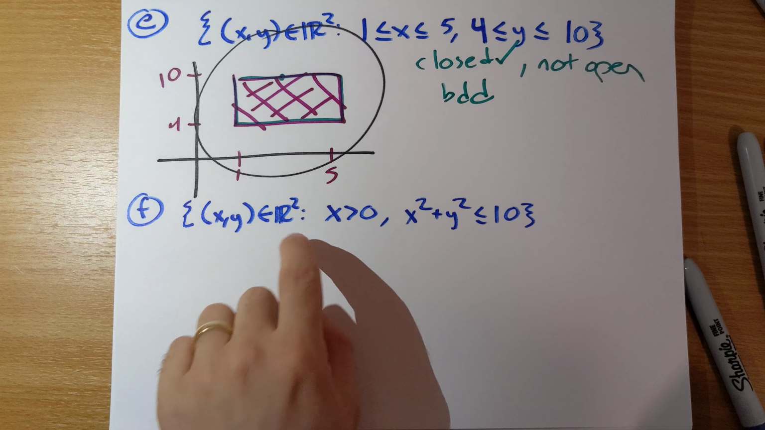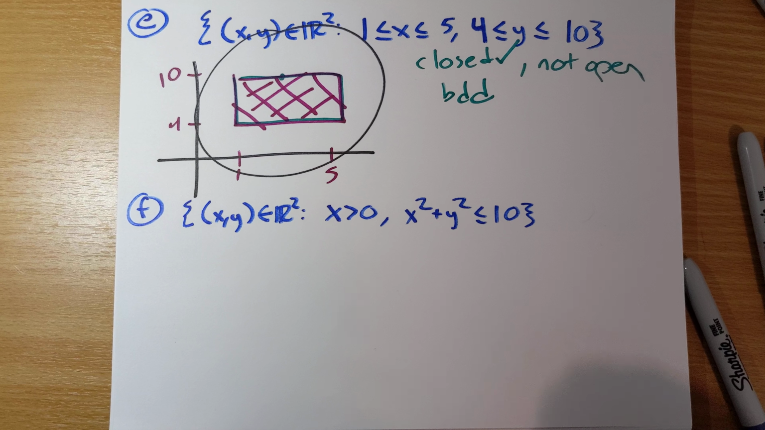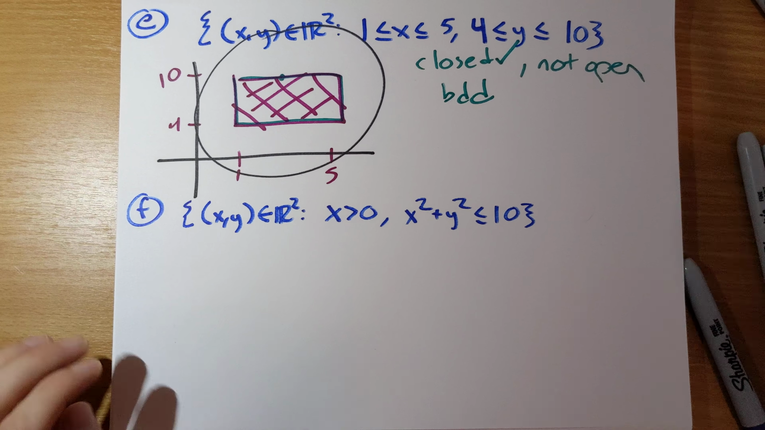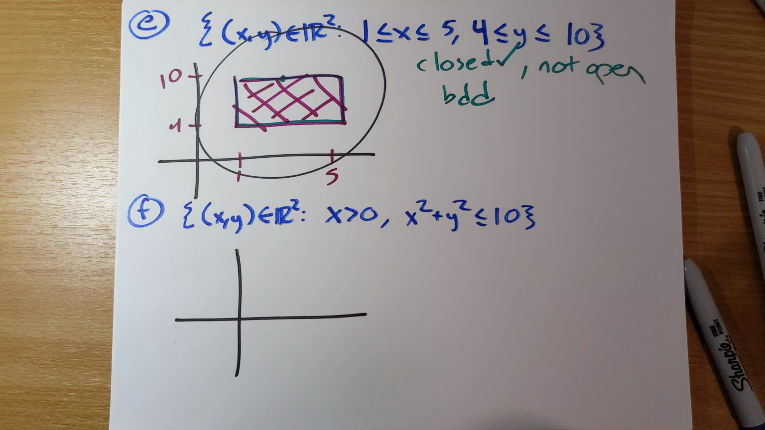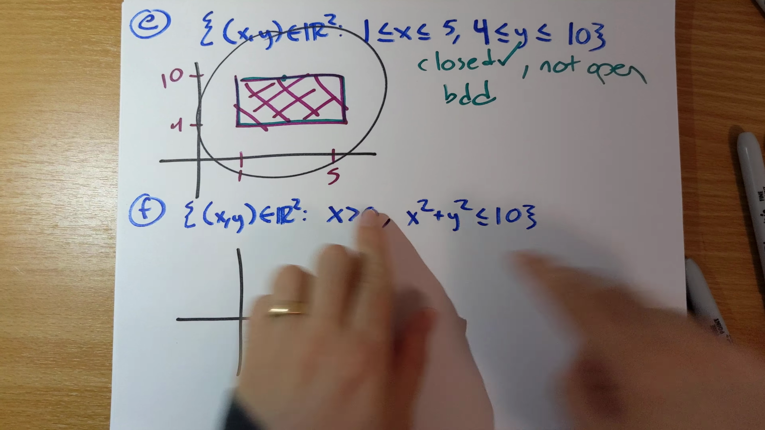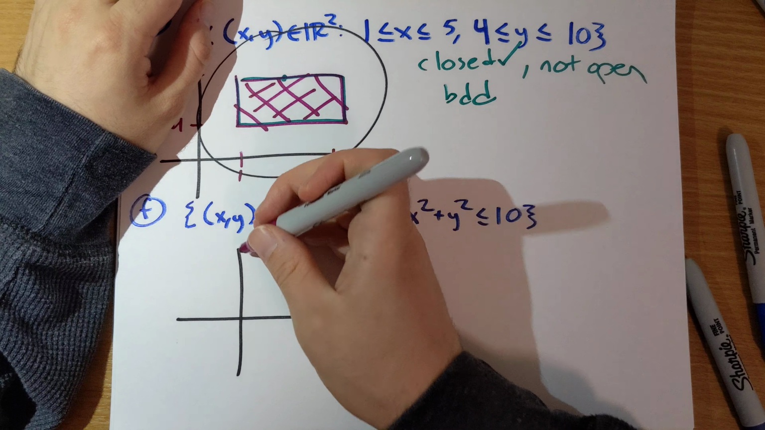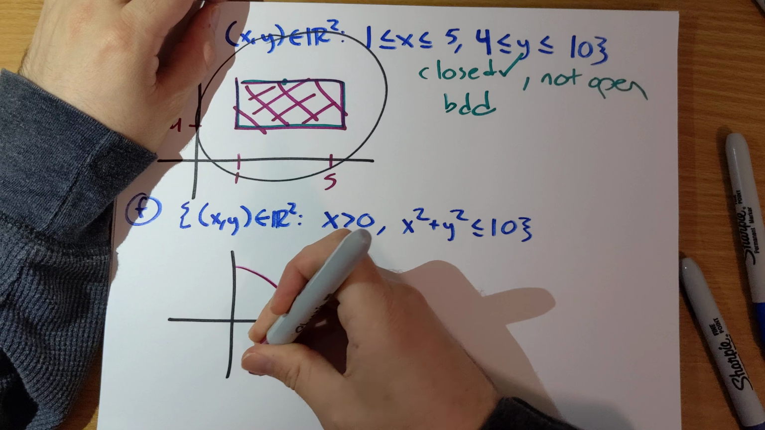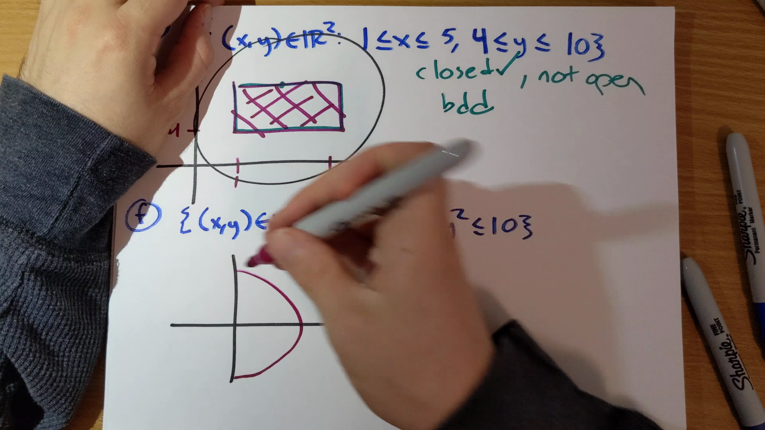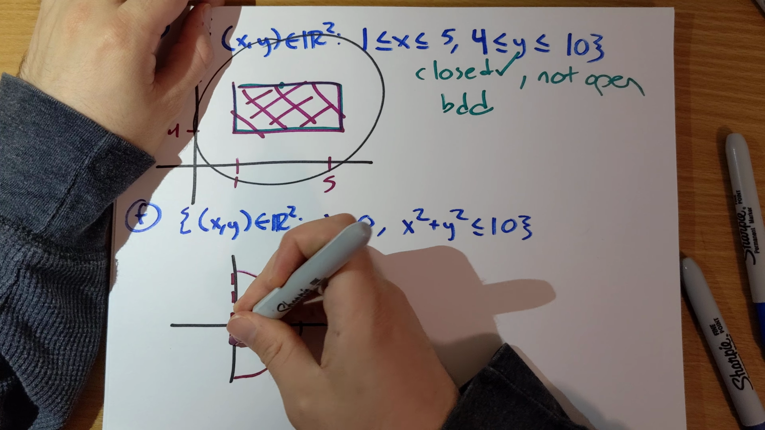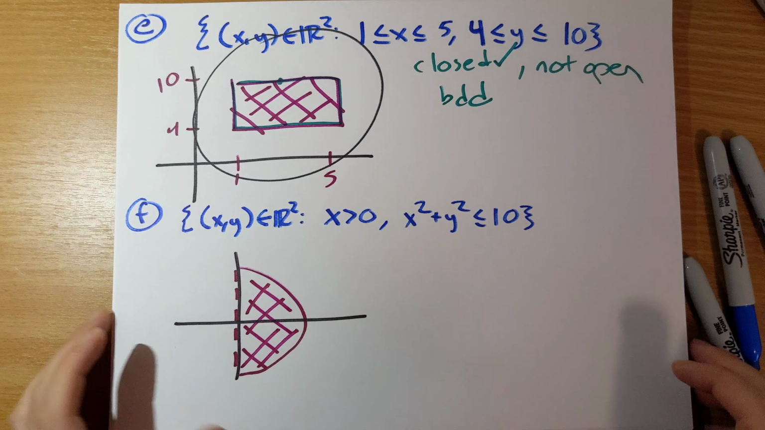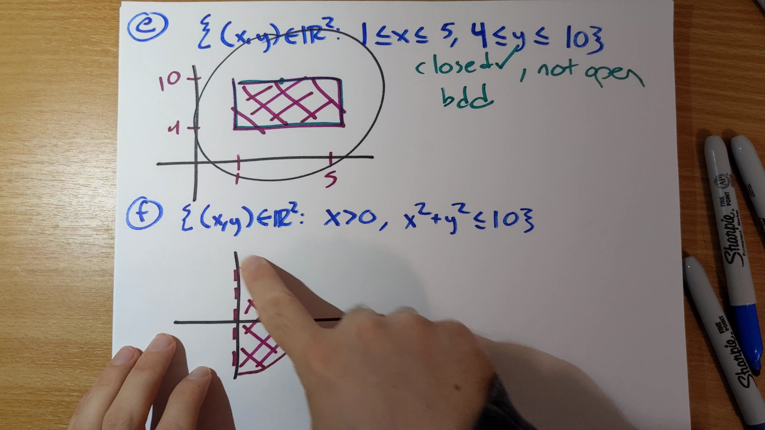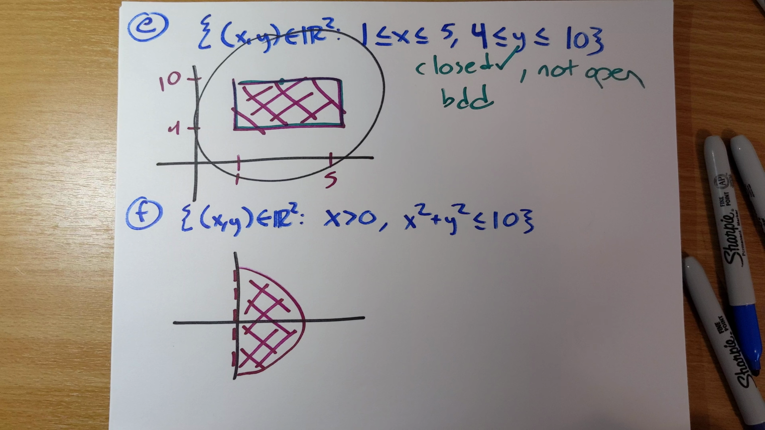Finally, this last one here, x, y is in R squared, x is positive, x squared plus y squared is less than or equal to 10. So this is a circle. This right here is a circle of radius, sorry, I said radius 10, I should have said radius square root of 10. But we're only going to deal with x is positive.